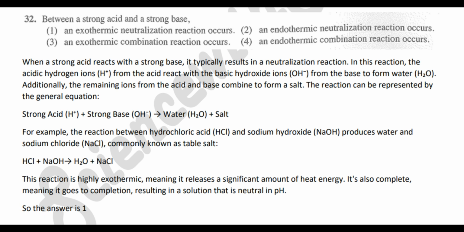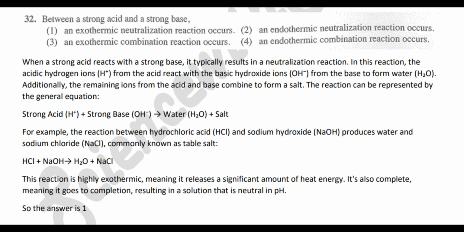It's also complete, meaning it goes to completion. No H+ or OH- ions are going to be floating around, they are going to be consumed. It results in a solution that is neutral in pH. That means 7. Neutral 7. So the answer is going to be 1, an exothermic neutralization reaction occurs.